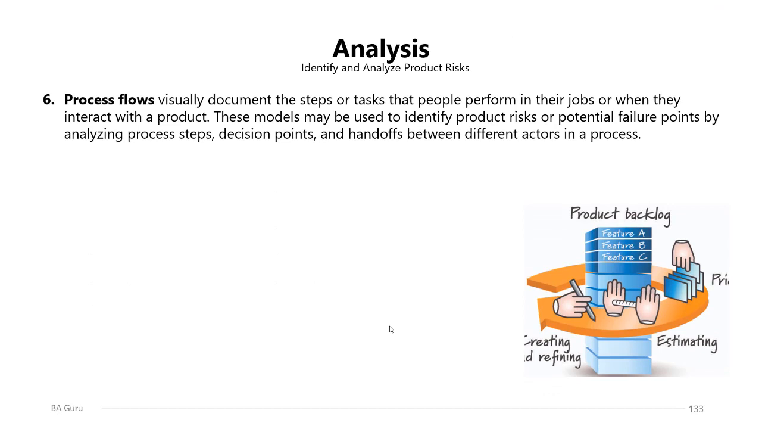Process flows can be used also in this process, as they visually document the steps or tasks that people perform in their jobs or when they interact with a product. These models may be used to identify product risks or potential failure points by analyzing process steps, decision points, and handoffs between different actors in the process. So also this model was explained earlier. The process flow will show all the steps you will take while performing a job and all the titles or the functions responsible for these steps.